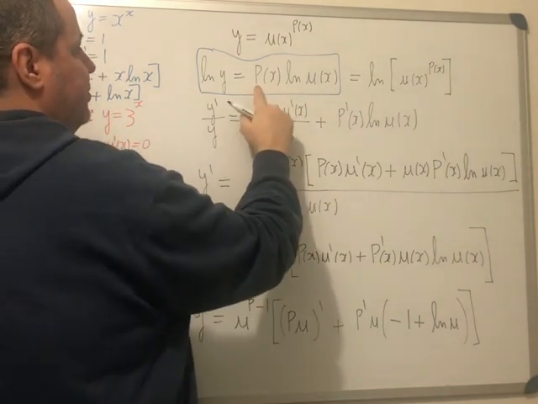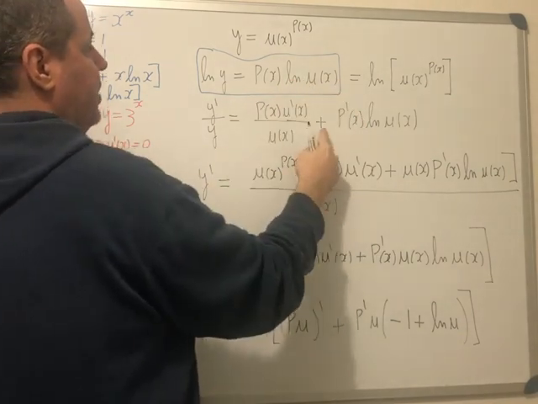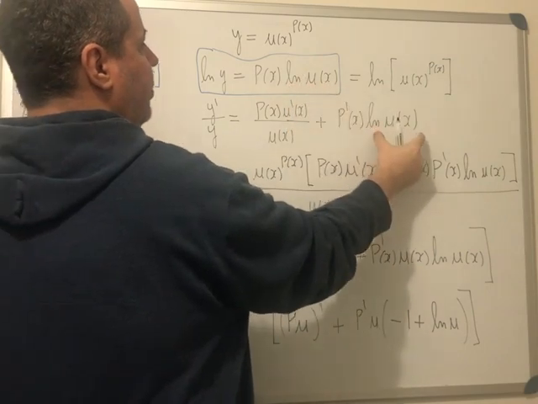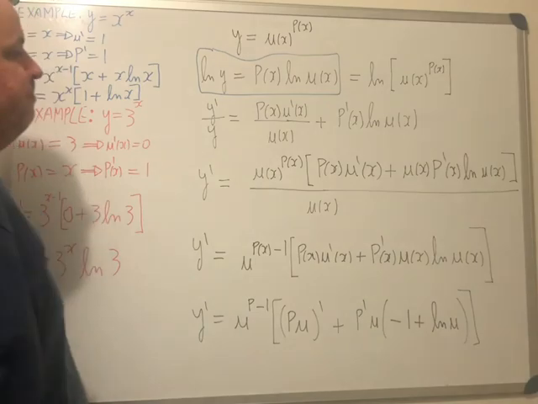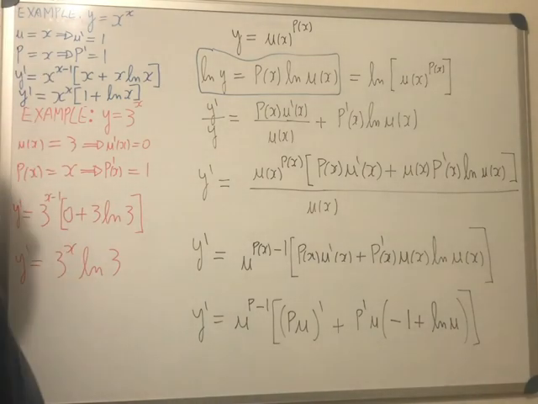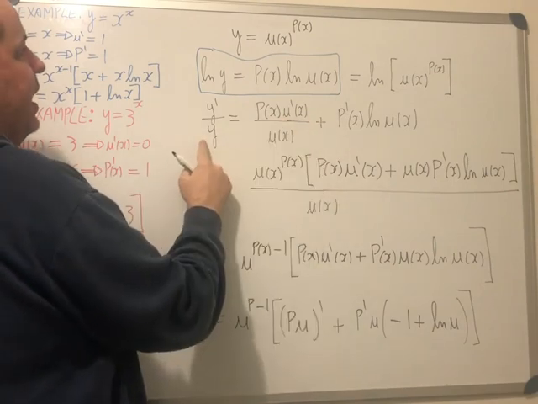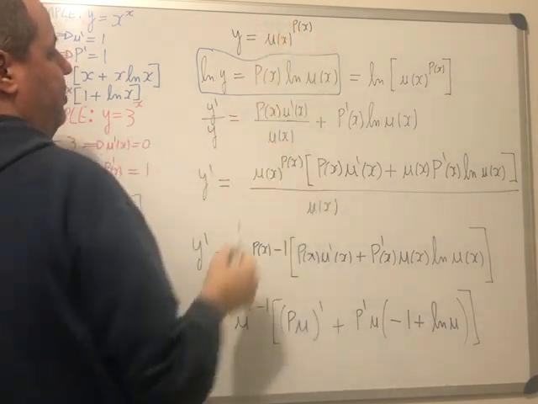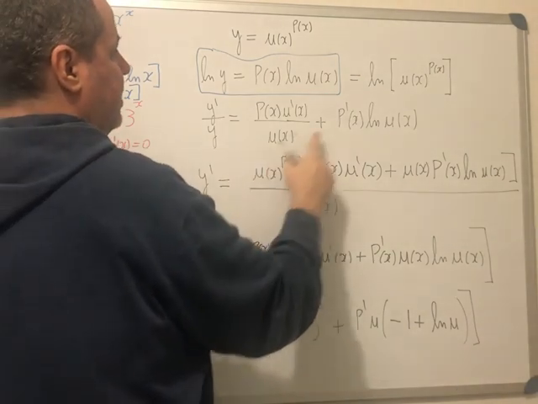Okay, so it's this derivative of that bit here plus the natural log of u of x times the derivative of p, which is p prime. Okay, and then now we just multiply both sides of this equation by y, which is u to the power p. So y prime is u to the power p times this.